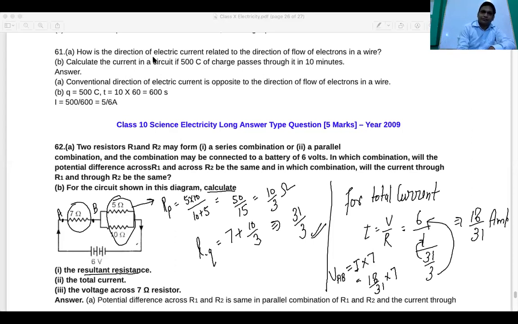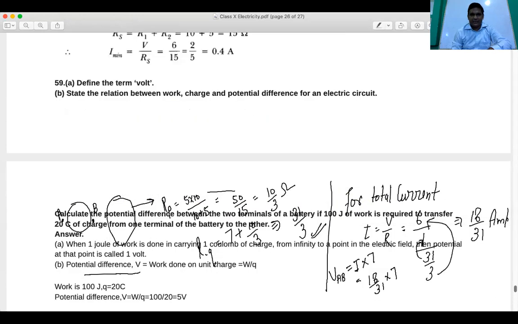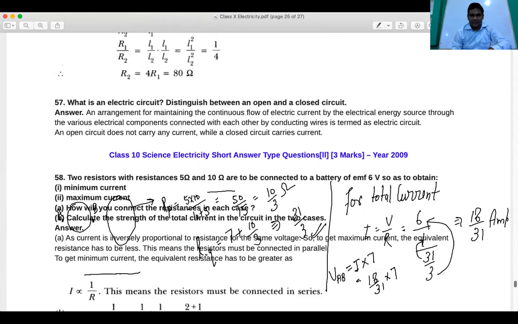Okay. Coming to another question. Another 5-mark question we'll see. So we'll see the 3 marks or some other question.